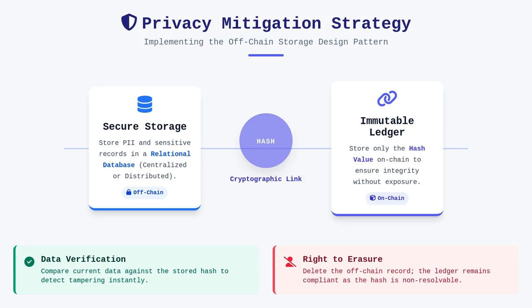If a user exercises their right to erasure, we simply delete the original record from the off-chain database. Because the ledger only contains the hash and not the actual personal information, the ledger remains technically compliant, even if the hash can no longer be resolved to a specific user record.